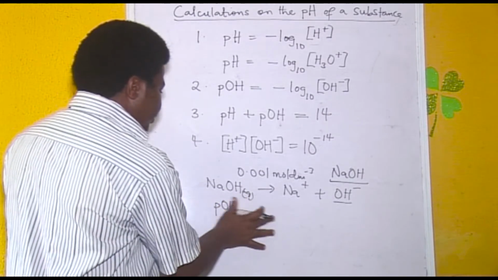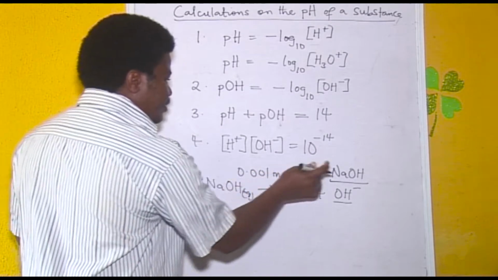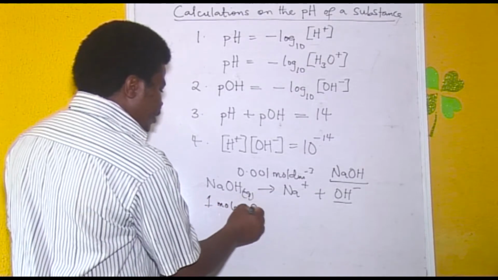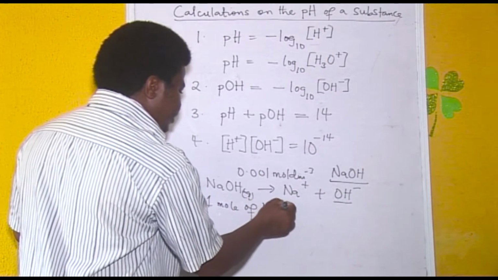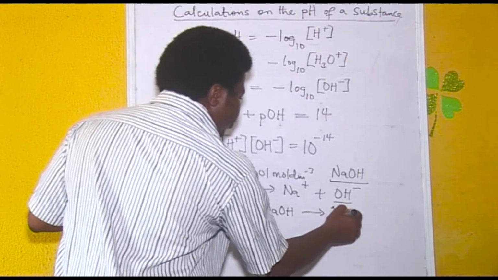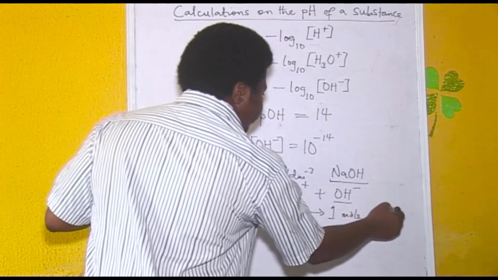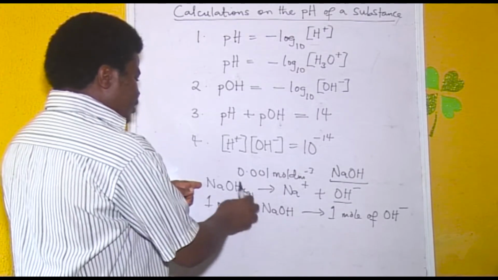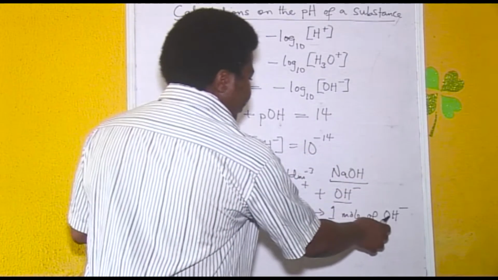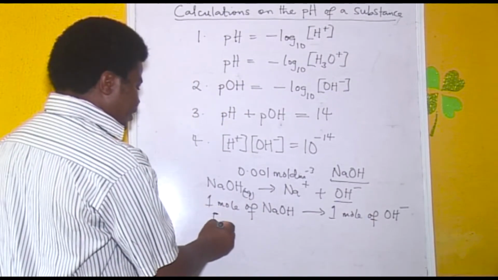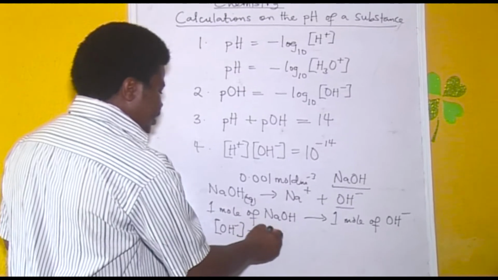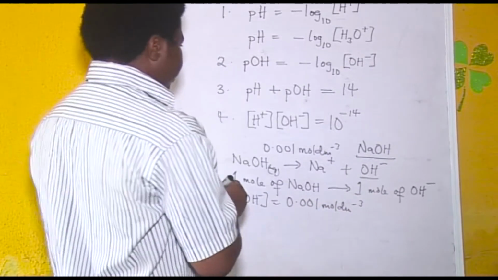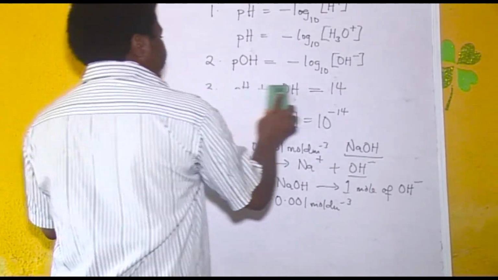In the dissociation reaction, 1 mole of sodium hydroxide gives 1 mole of OH minus. So the concentration of this sodium hydroxide is the same as the concentration of the hydroxyl ion. Invariably we are saying that OH minus is 0.001 mole per dm³. So I will have to rub this up.